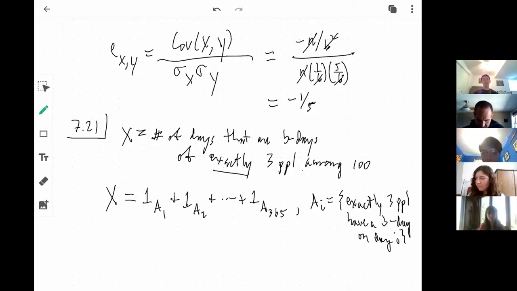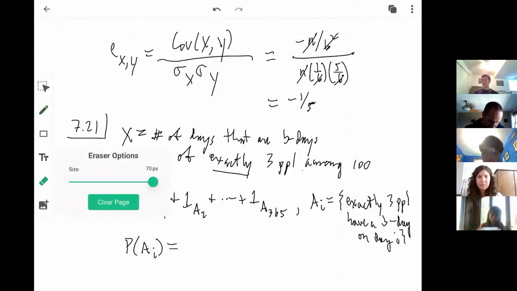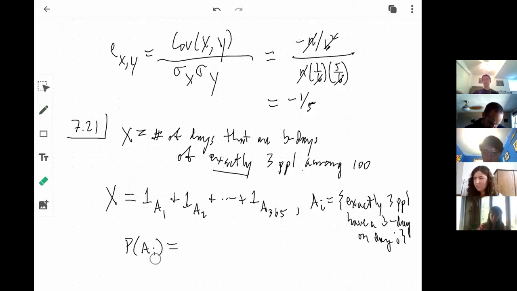What's the probability of AI? And by the way, let's just do the probability of A1. What's the probability that exactly 3 people have a birthday on January 1st?